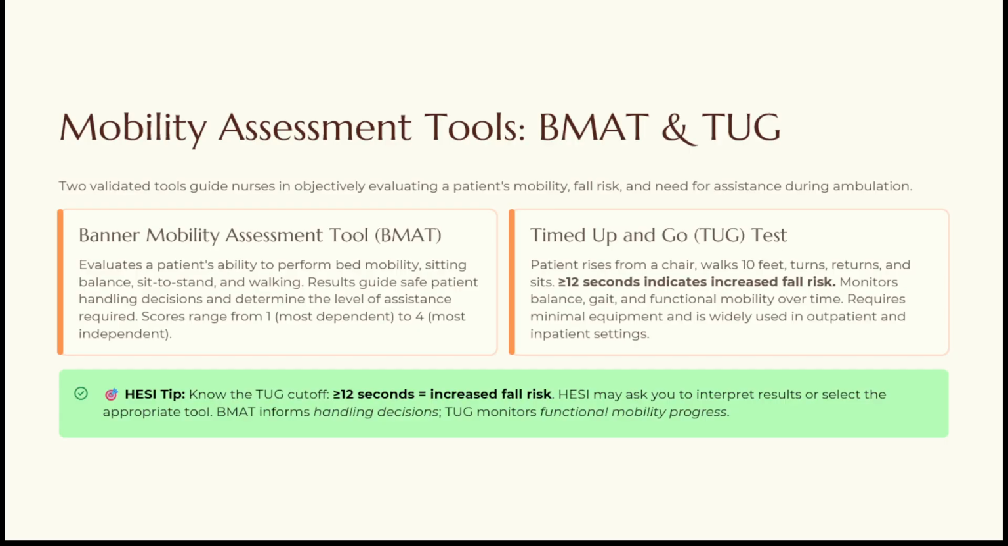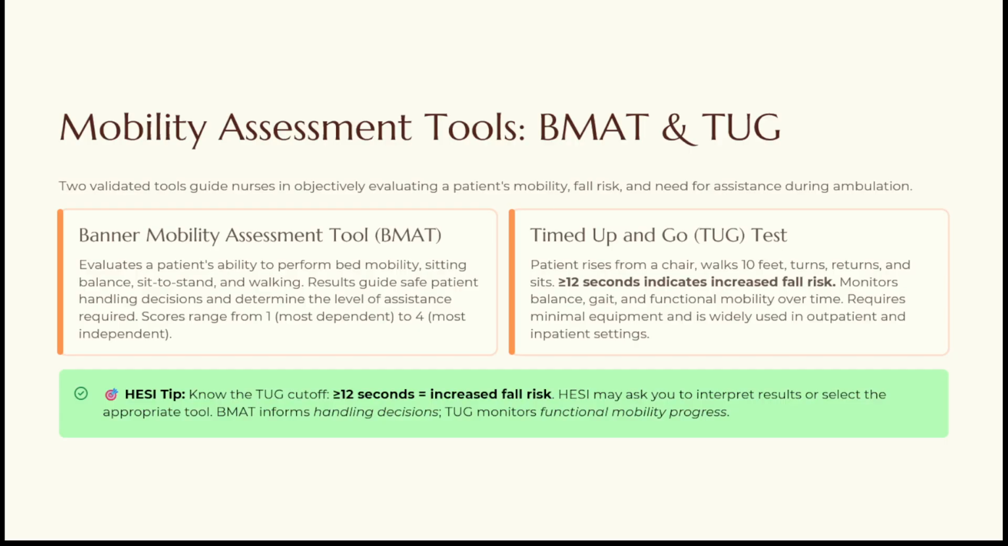Now, we use a lot of different tools for a lot of different things within our nursing practice. We use mobility assessment tools to objectively evaluate patient mobility and fall risk. The BMAT, or Banner Mobility Assessment Tool, evaluates bed mobility, sitting balance, standing ability, and walking. This helps nurses determine the level of assistance needed for safe movement and transfers.